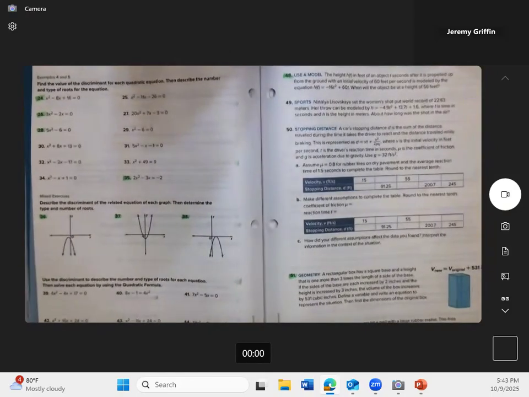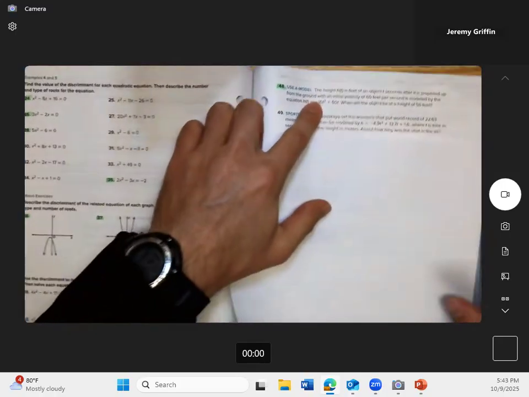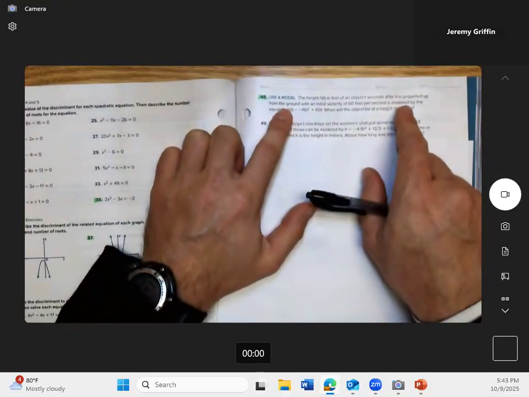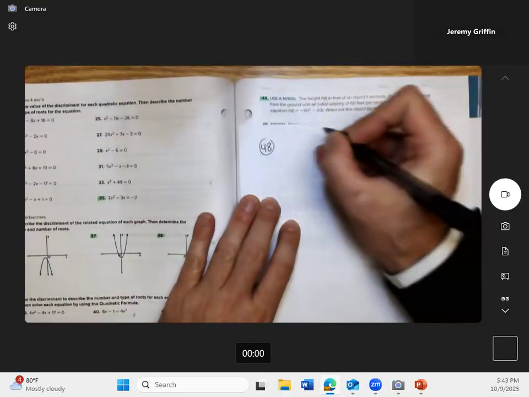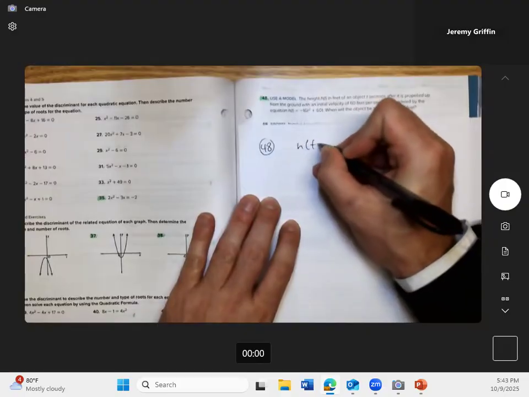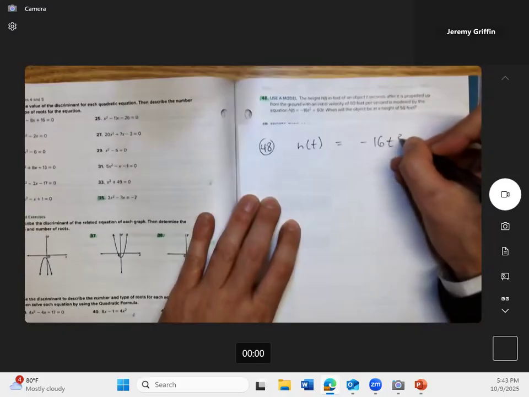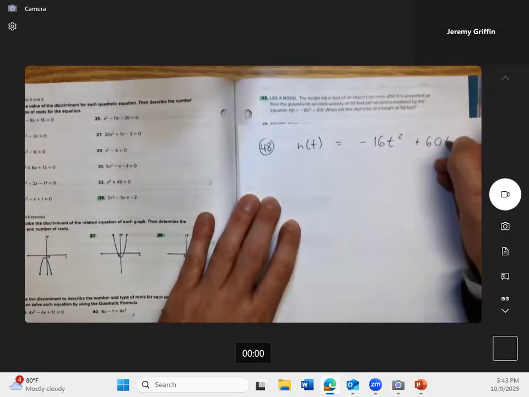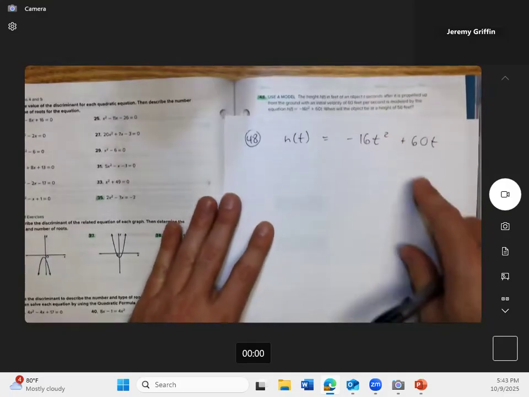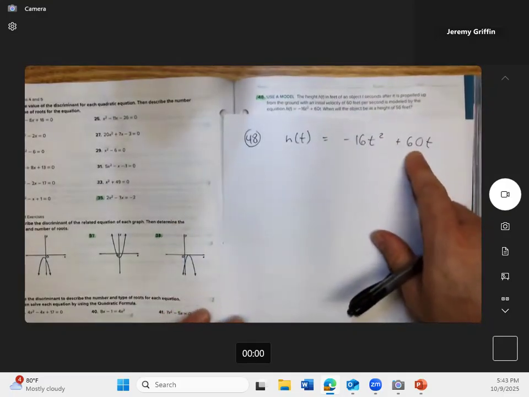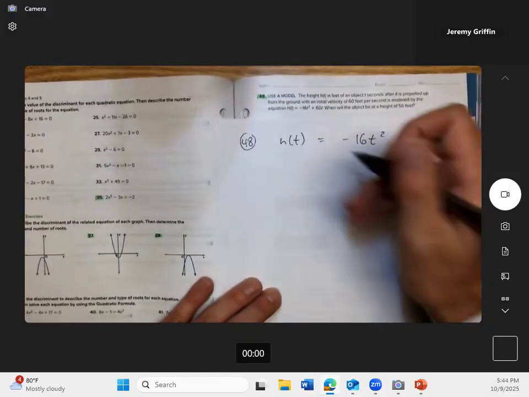Let's do a few more here. All right, number 48. Oh, height is a function of time. Is this a, yeah, projectile? Right, so 48, use a model. We got h of t, here, height is a function of time, equals negative 16t squared plus 60t. Right? It says an object, so it could be a firework, maybe it's blasted up at 60 feet per second, and Earth gravity. When will the object be at a height of 56 feet?